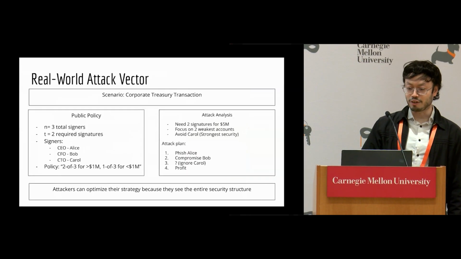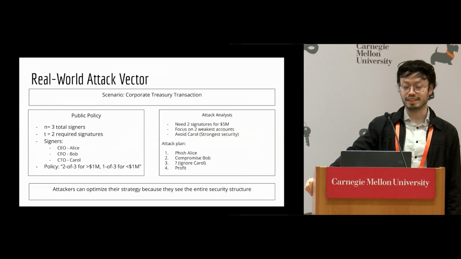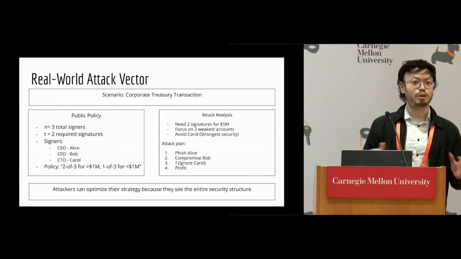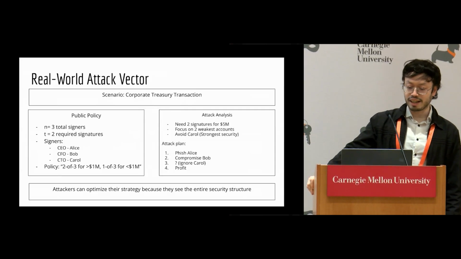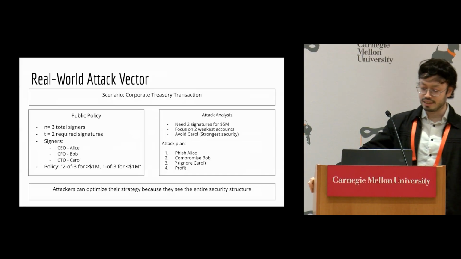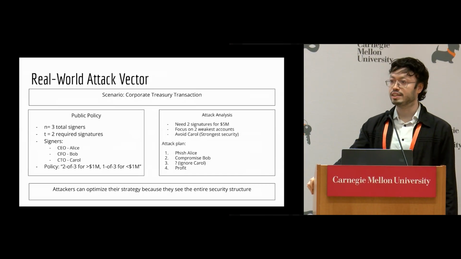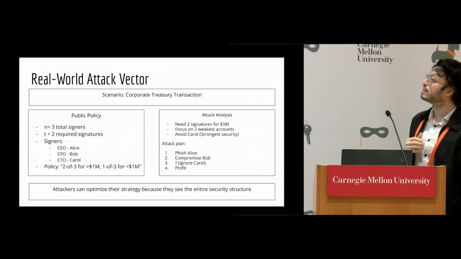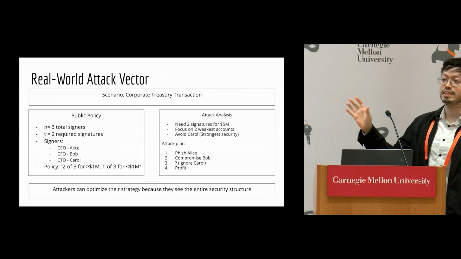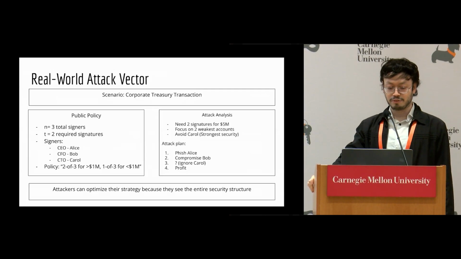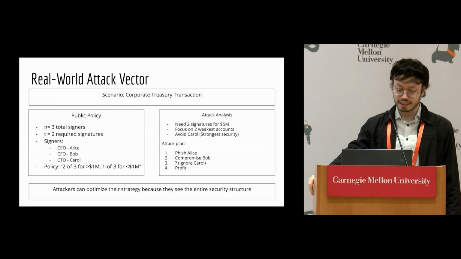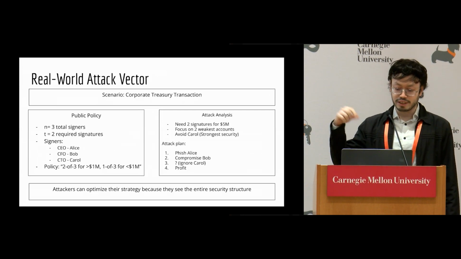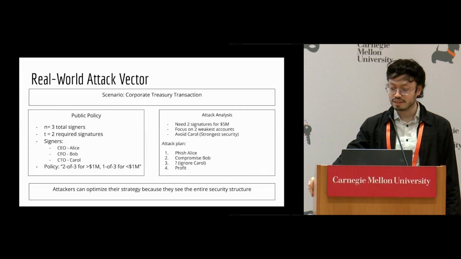So imagine a corporate scenario. So there is a corporate treasury transaction scenario here, where let's say there is a public policy that to sign off on transactions that are more than $1 million, you need 2 of 3 signatures from the CEO, CFO, or CTO, all right? And 1 of 3 for less than $1 million, okay?